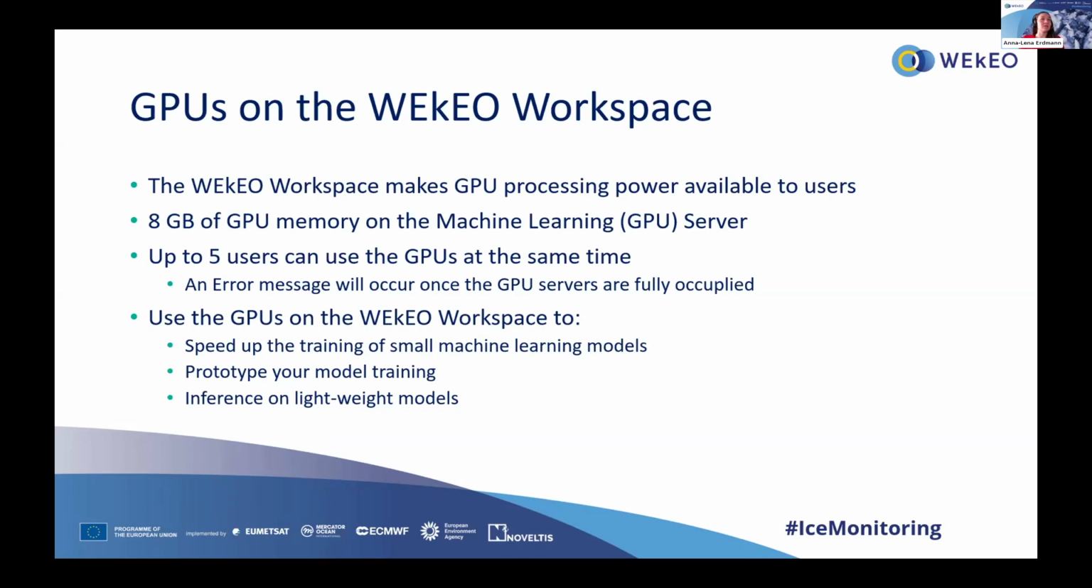Here it says 8 gigabytes of GPU memory, but I wanted to change that. It's more like 6, 7 gigabytes of GPU memory on the machine learning GPU server. And up to 5 users can use the GPU at the same time. So this is the limitation. If 6 people want to use the GPUs at the same time, the 6th person won't be able to use it, as only 5 people are supported in parallel. But that is not a problem. You just wait a little bit until the resources free up again, and then you'll be able to use them as well.